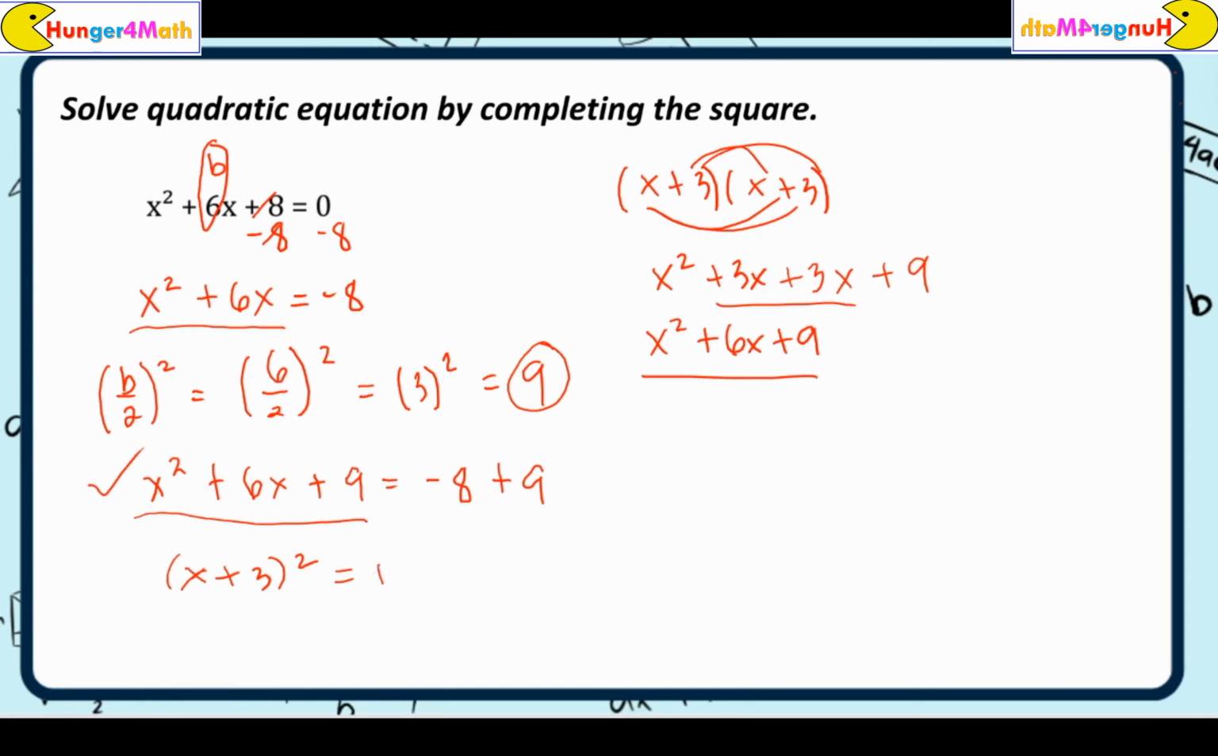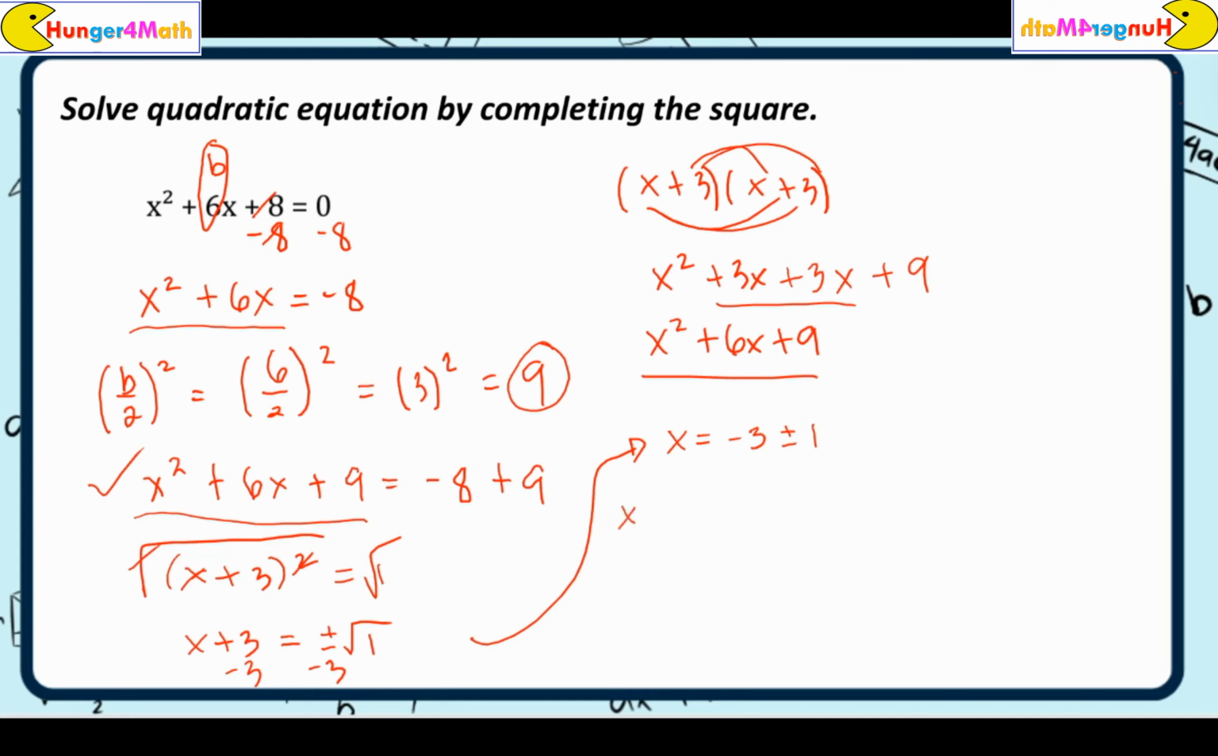Then let's solve for x. We have to square root both sides to remove the power of 2. So this will turn into x plus 3 is equal, now since we use square root, that will be plus minus square root of 1. And then we're going to subtract 3 from both sides of the equation. That will be x is equal to negative 3 plus minus square root of 1 is 1. Then we're going to split the plus and minus.